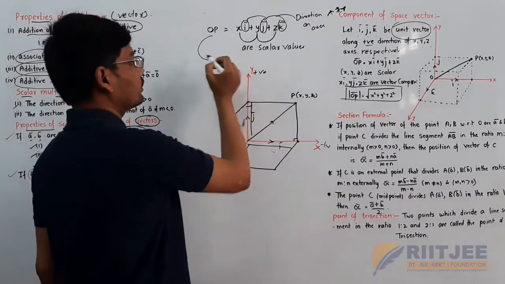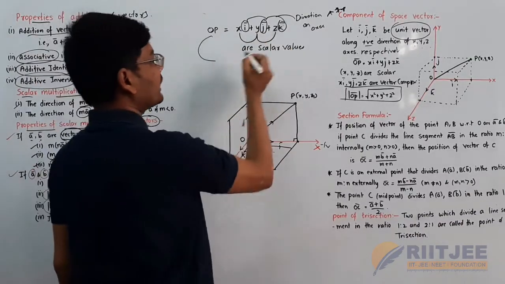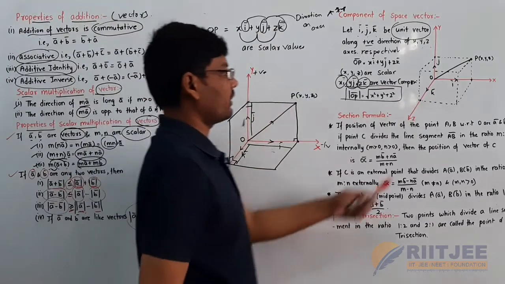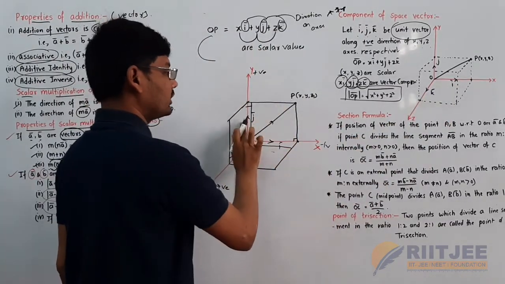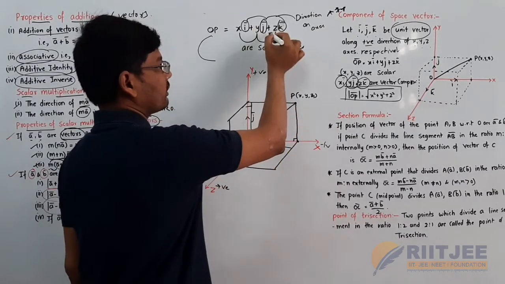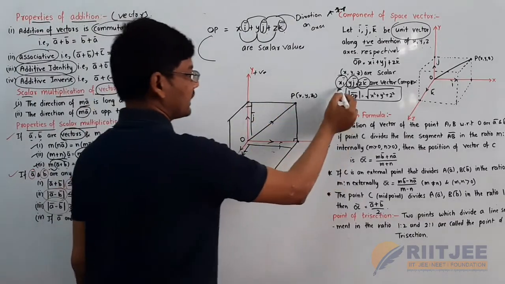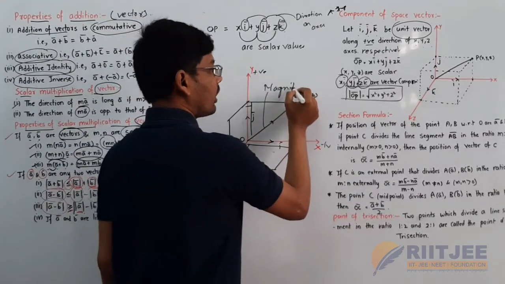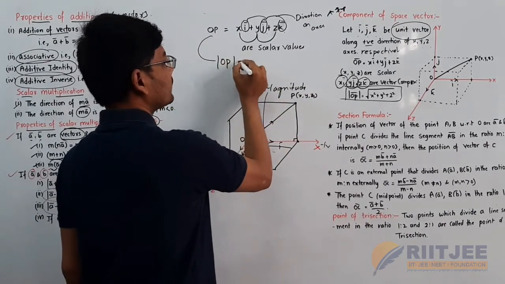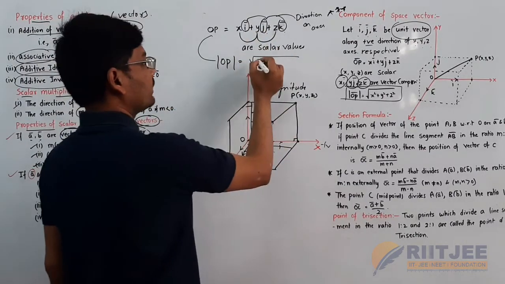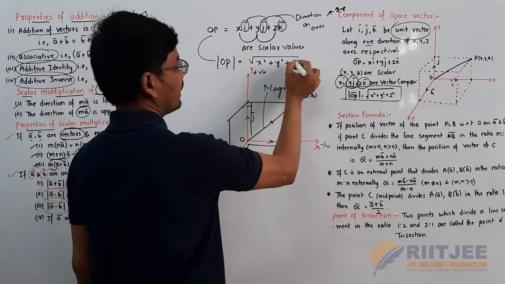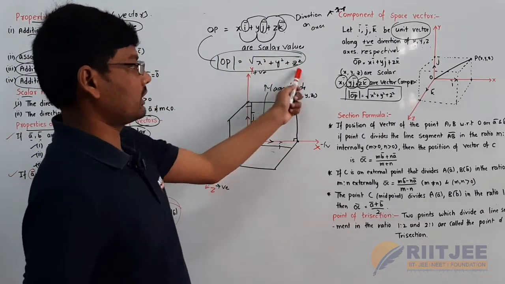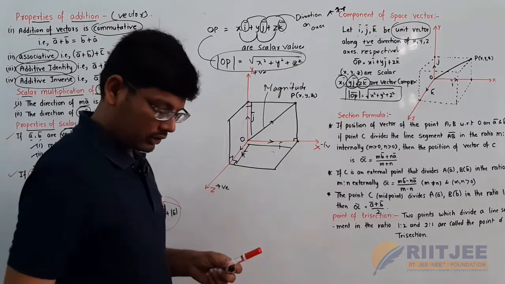Then if you want to find the magnitude of this vector, we have three components: x i bar, y j bar, z k bar are the three vector components of this 3D coordinate system. To find the magnitude of this vector, the modulus of OP, take the coefficient of i squared, the coefficient of j squared, and the coefficient of k squared, that is x square plus y square plus z square. For example, you can take one vector.